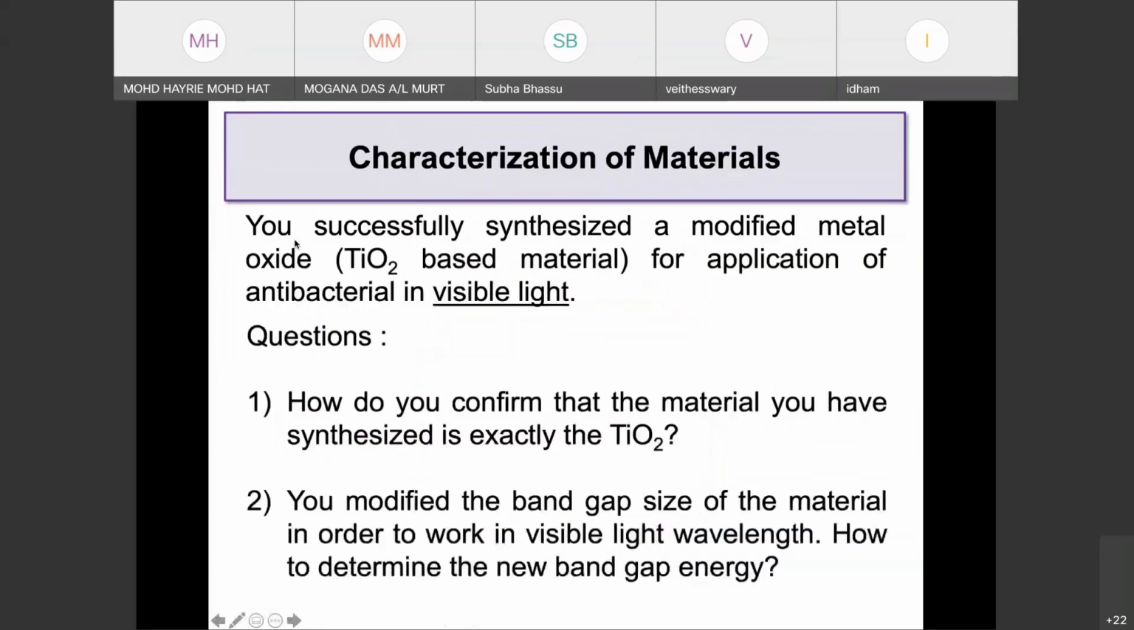Right? Okay. So, for example, characterization of the material. You have a research question: you successfully synthesized a modified metal oxide for antibacterial application in visible light. We know that titanium dioxide is basically active in UV light. Now you modify the titanium dioxide to be active in visible light. So the question here: how do you confirm that the material you have synthesized is exactly titanium dioxide? Second question: you modified the band gap size of the material in order to work in the visible light wavelength, so how do you determine the new band gap energy?